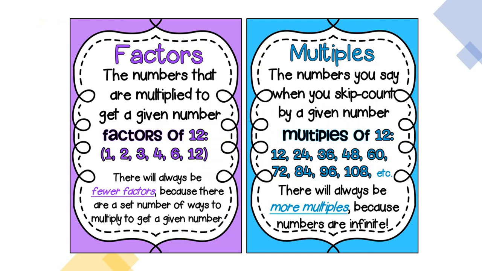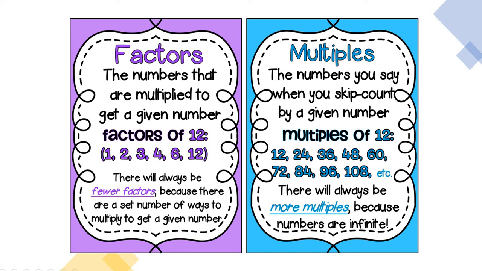Now look here, I want you to remember that the factors are the numbers that are multiplied together to get a given number. Like if we say factors of 12, I have 1 times 12 equals 12, 2 times 6 equals 12, 3 times 4 equals 12, and 4 times 3 equals 12, 6 times 2 equals 12, and 12 times 1 equals 12.